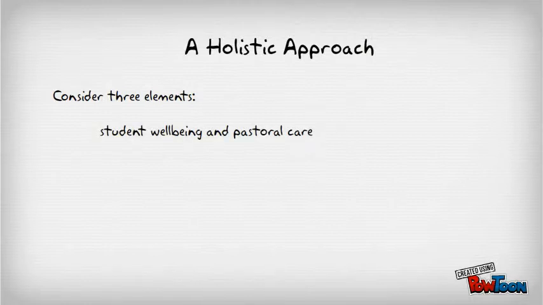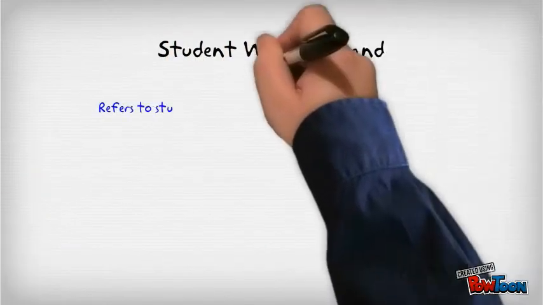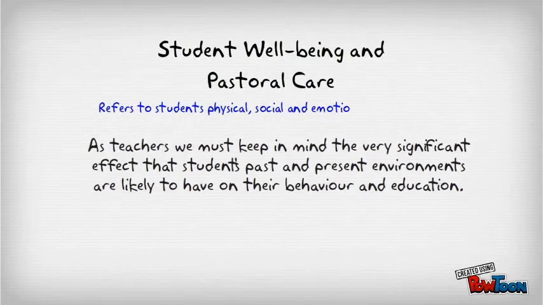Three main categories for effective teaching practices include student wellbeing and pastoral care, good academic outcomes, and classroom resources. Within these categories, a scope of effective teaching practices are outlined and linked to learning theories. Student wellbeing and pastoral care refers to students' physical, social, and emotional development. As teachers, we must keep in mind the very significant effect that students' past and present environments are likely to have on their behaviour and education.